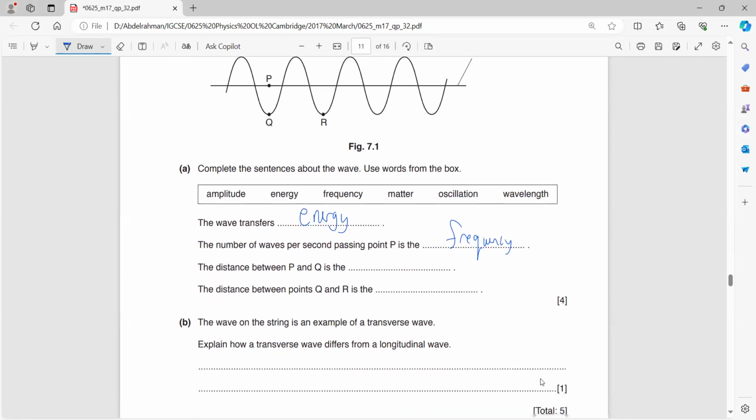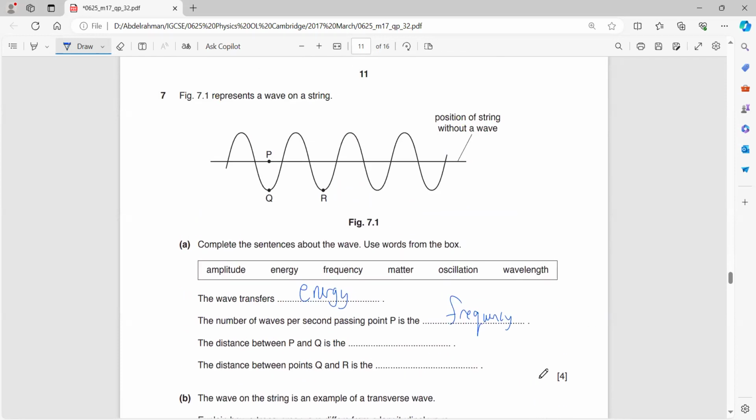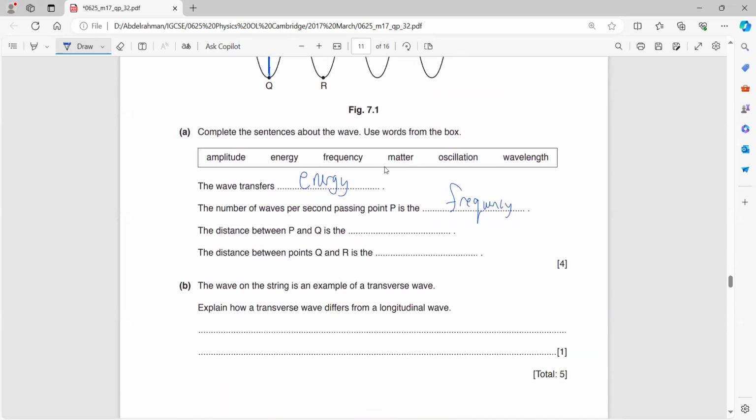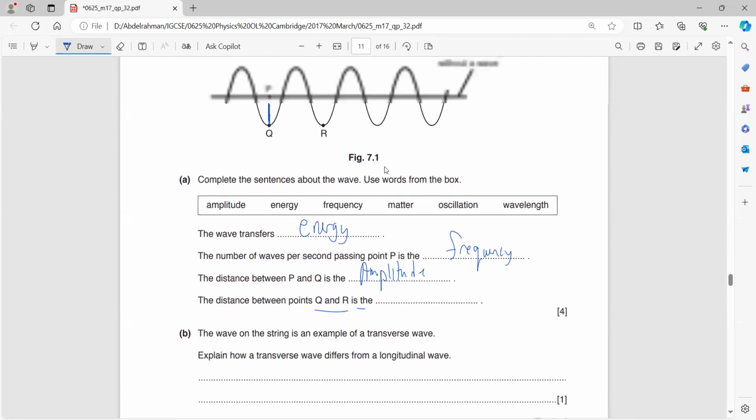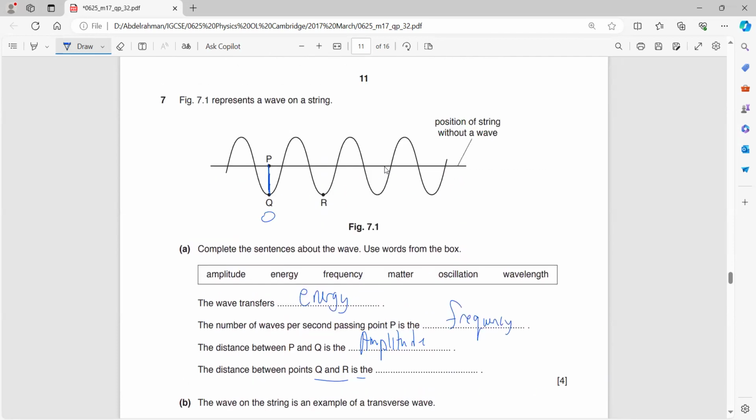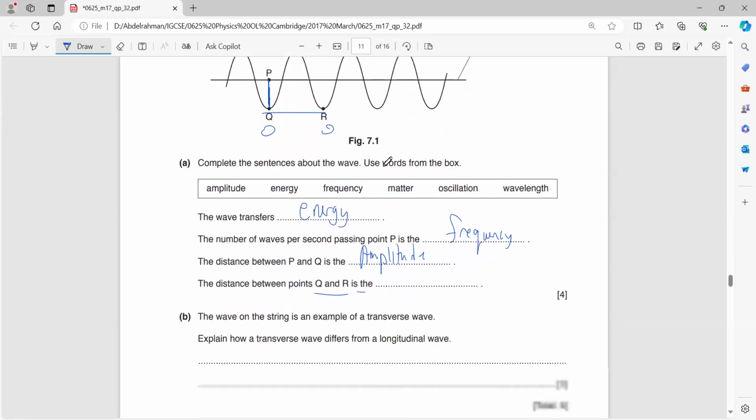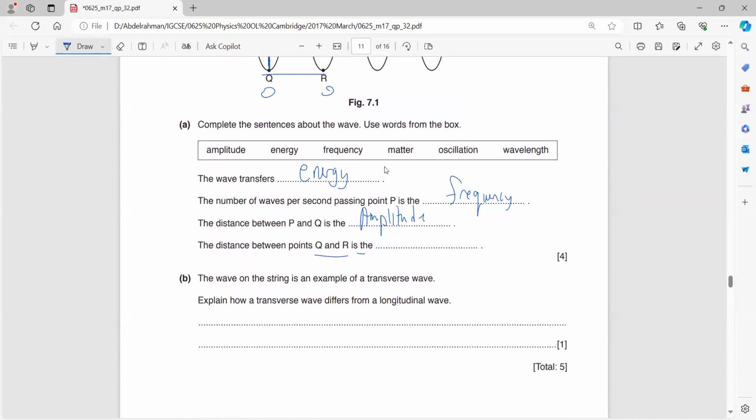The distance between P and Q. What's the distance? This is the amplitude. Yes, bravo. It is the amplitude. Between Q and R. This is the trough and this is the trough. So the distance is the wavelength. Bravo. Yes, bravo.